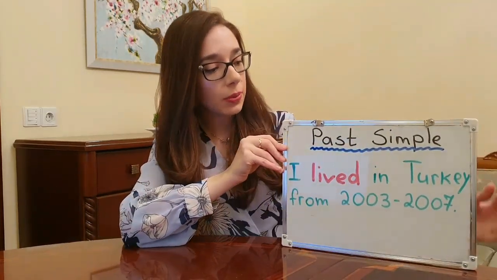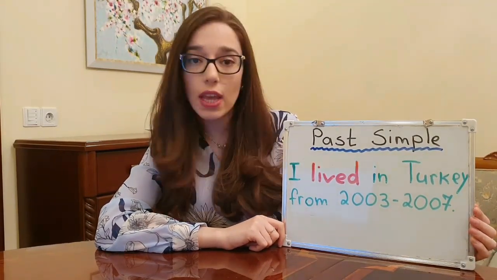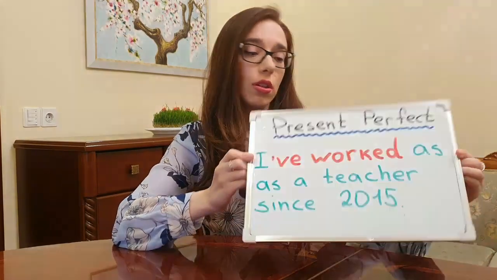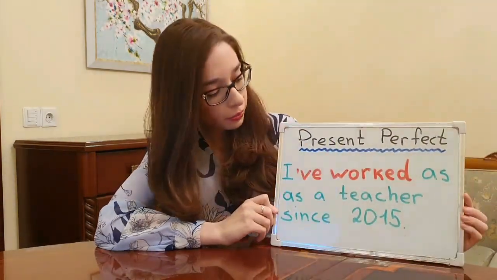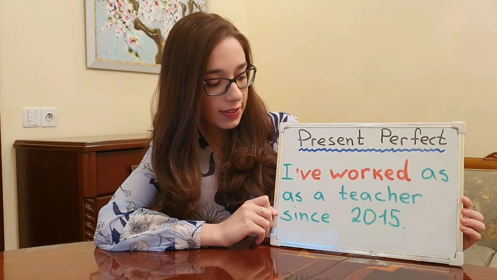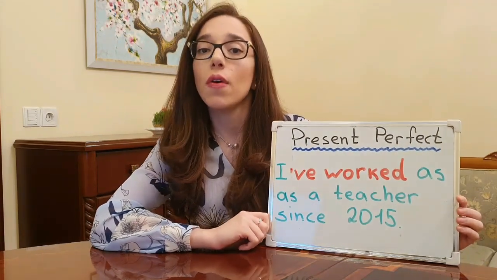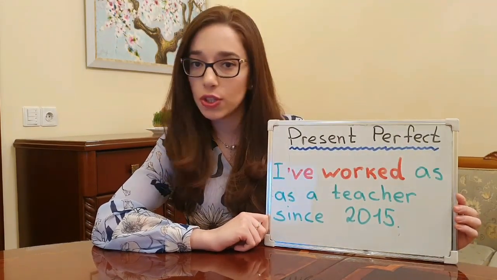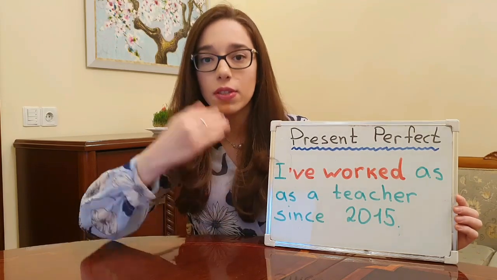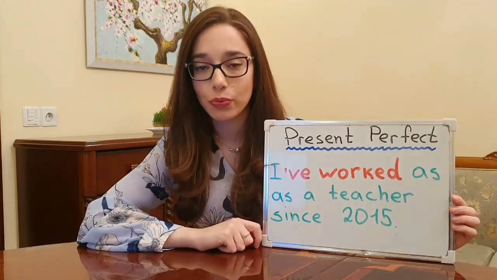For example, in the past simple, I lived in Turkey from 2003 till 2007. This is an action that started in the past and finished in the past. The present perfect: I've worked as a teacher since 2015. This action is not complete. It is continuing until now.